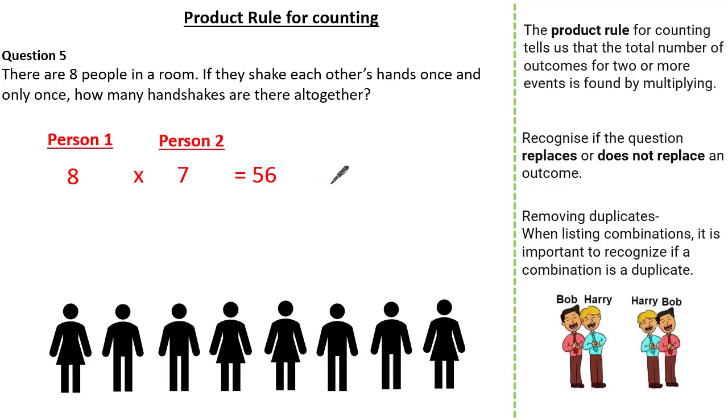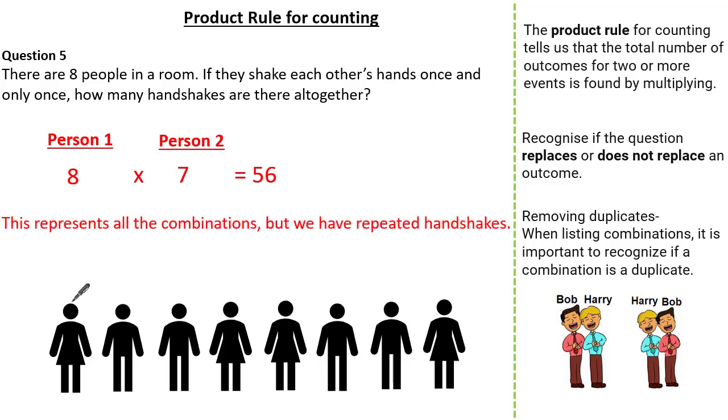But just like we did in the previous question, we could have one person shaking another person's hand, which is one combination, which is exactly the same as this person shaking this person's hand. So therefore, 56 represents the total combinations, but we have repeated handshakes. So the total number of handshakes is 56 divided by 2, which is 28 handshakes. This is because we needed to remove a duplication.